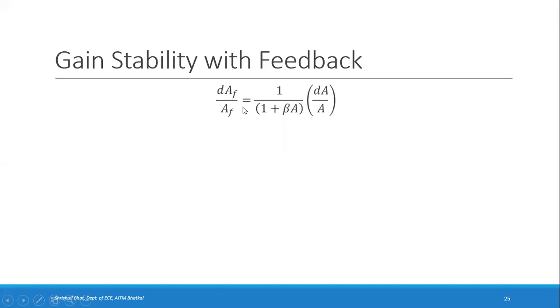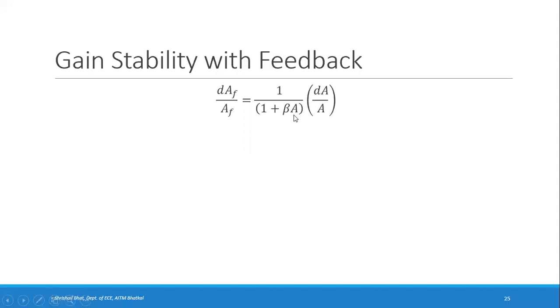So the change in the gain with feedback is equal to the change in the gain without feedback divided by 1 plus beta A. That means the change is reduced by 1 plus beta A times, right? So the impact of the change on the gain with feedback will be reduced.